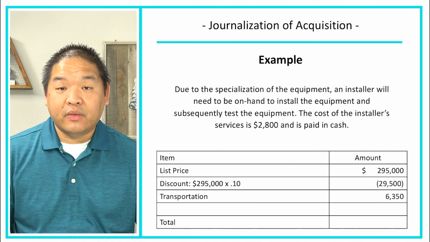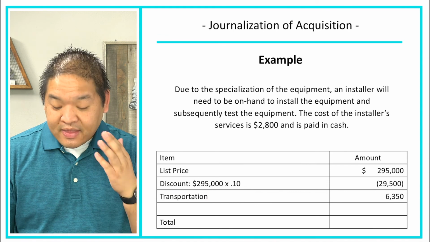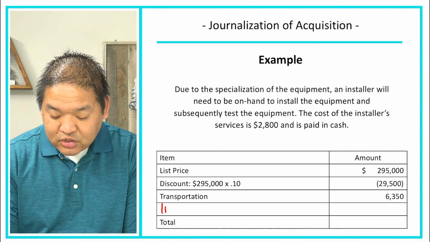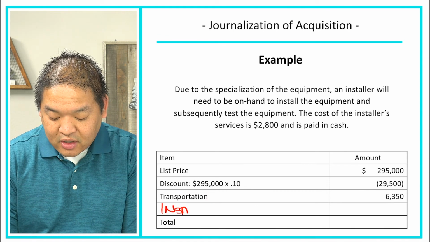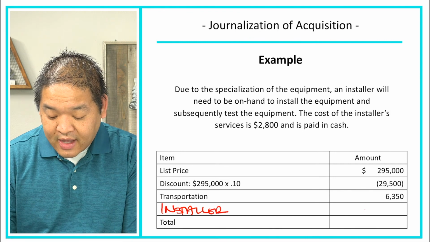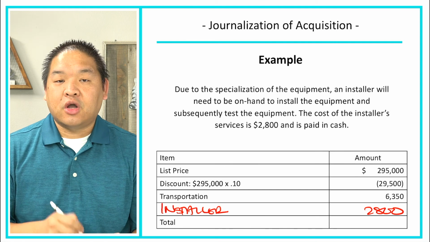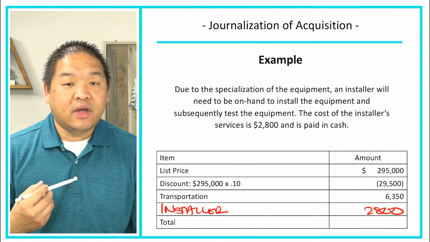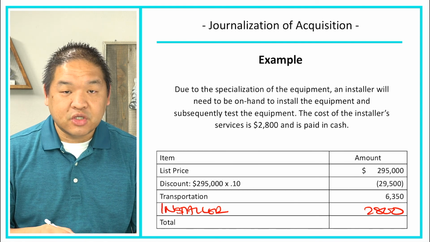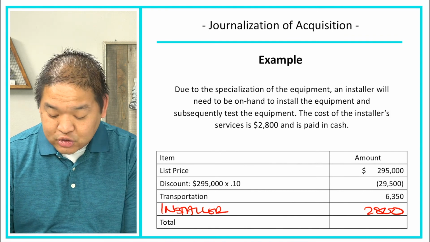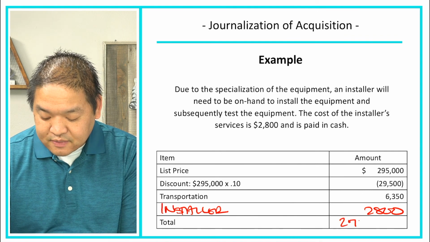All right. One more thing that we have to deal with is the installer. That installer costs us $2,800. So we're going to put installer and $2,800. So now we have a good picture of what the cost of the asset is. Now let's go ahead and add up and subtract all of those costs. And when we do that, we should get $274,650.